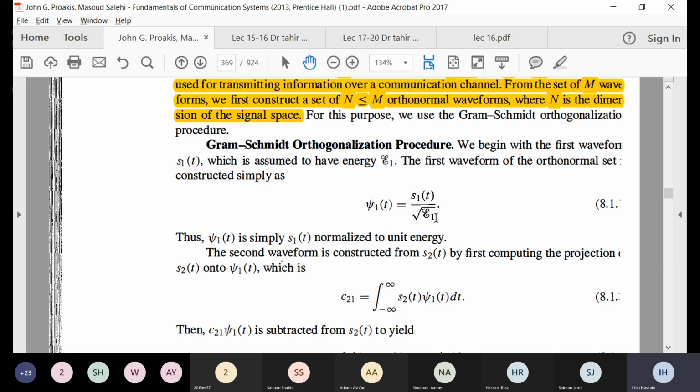So once you normalize this by the square root of E1, the same S1 can be written as psi1, where psi1 will have unit energy. You will say, why is it unit energy? Because if I find its energy, it will be the energy of S1 divided by the square of this square root. This square becomes E1, and the energy of S1 is the integral of S1 square, which is again equal to E1. E1 divided by E1 becomes 1. So energy is normalized if you divide the original signal by the square root of its energy, remembering that the signals here are energy signals.